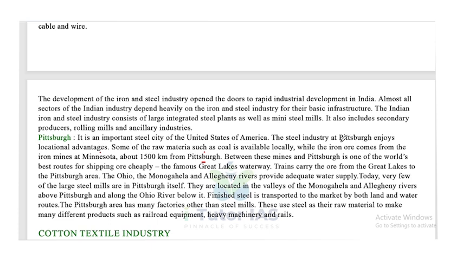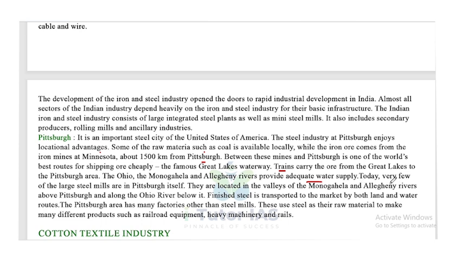Okay, so why is Pittsburgh important? Because the steel plants in Pittsburgh enjoy many locational advantages. First one is the raw material such as coal is available locally. Now, the iron ore comes from the iron mines of Minnesota, that is about 1500 kilometers from Pittsburgh. And between these two, the world's best route for shipping ore cheaply, that is the famous Great Lakes Waterway. Trains carry the ore from Great Lakes to the Pittsburgh area. The Ohio, Monongahela and Allegheny rivers provide adequate water supply. Okay, so these rivers provide the water supply for Pittsburgh.